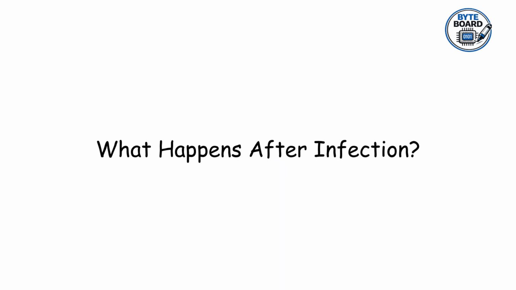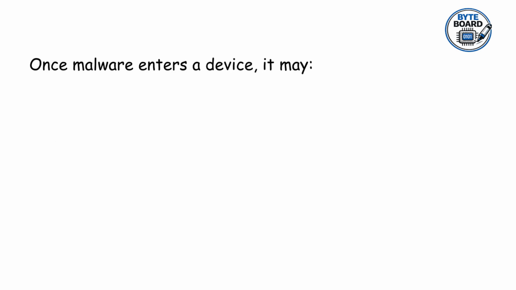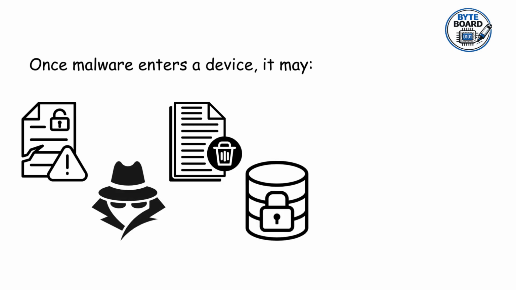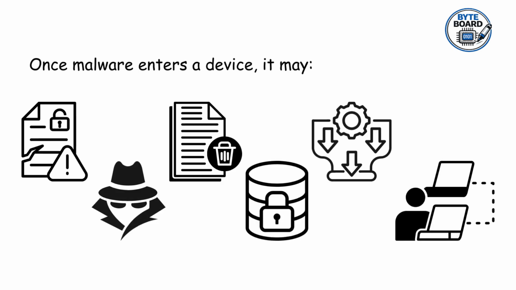What happens after infection? Once malware enters a device, it may steal information, spy on activity, delete files, lock data, slow down the system, give hackers remote access. The effects depend on the type of malware.